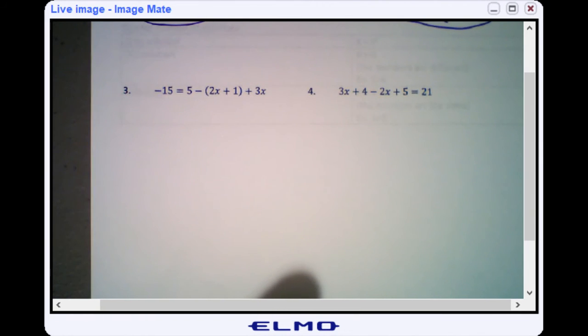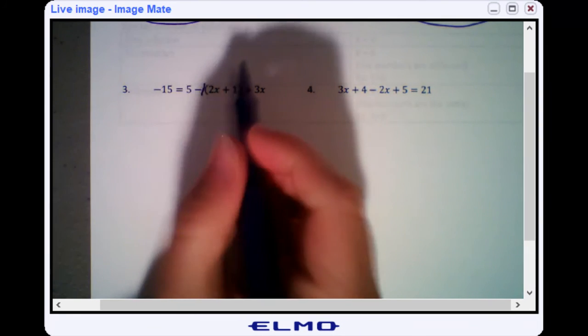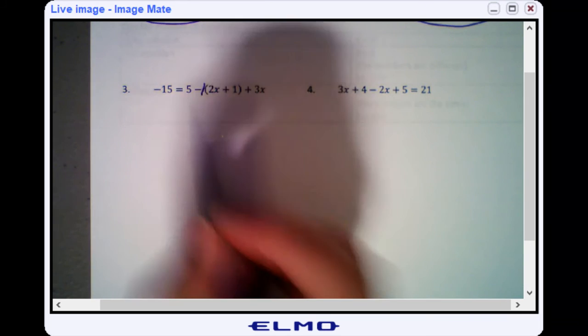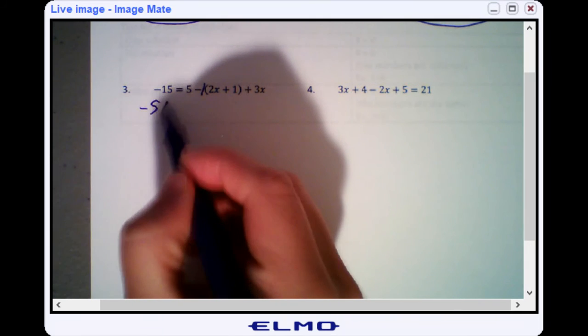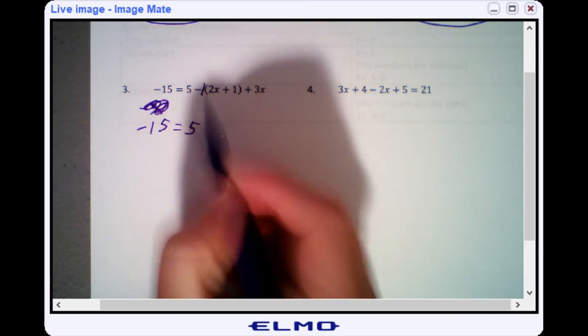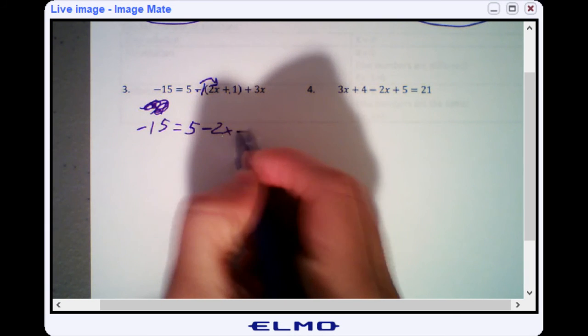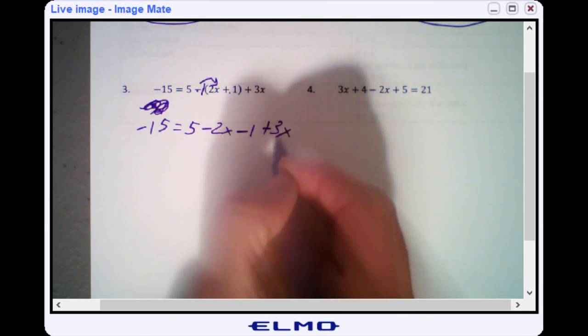For problem 3, we've got a little bit more going on. Negative 15 equals 5 minus, in parentheses, 2x plus 1, and then a plus 3x on the outside. Whenever you see a minus parenthesis, there's a pretend 1 there. And so the first thing I'm going to do is distribute that. So negative 15 equals 5. Negative 1 times 2 is negative 2x. Negative 1 times 1 is negative 1 plus 3x.